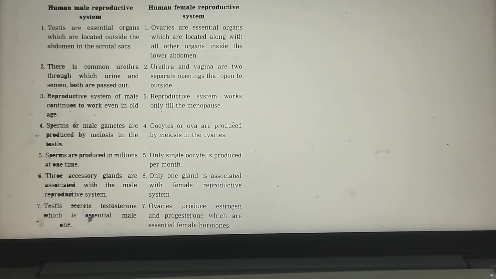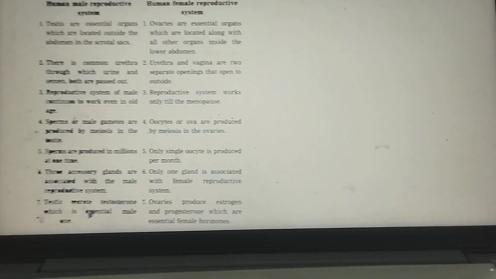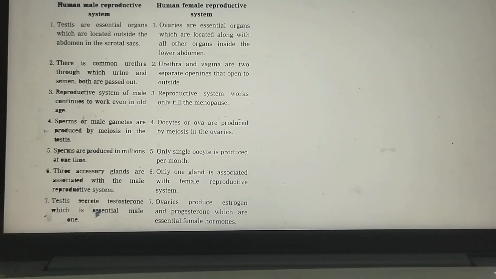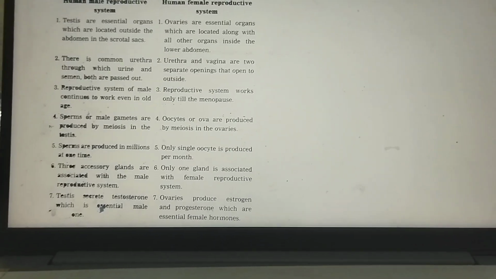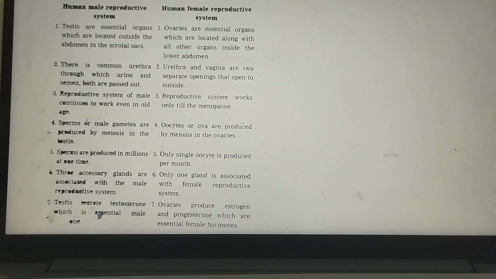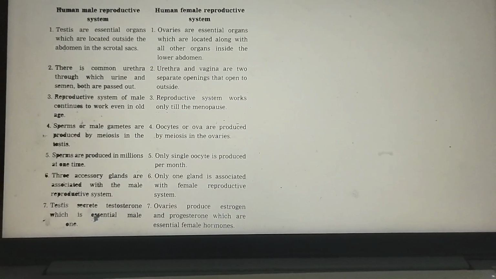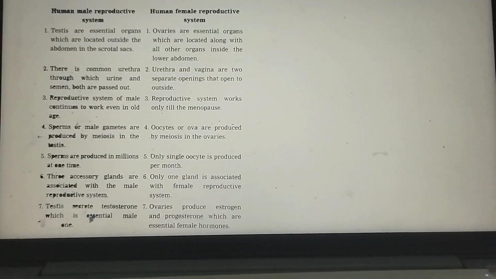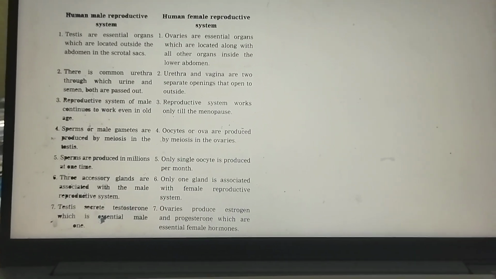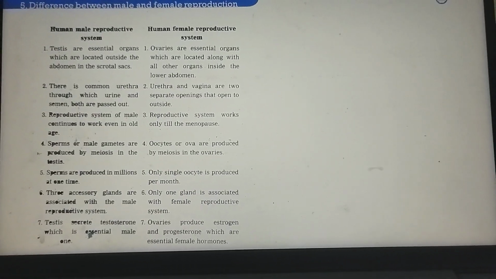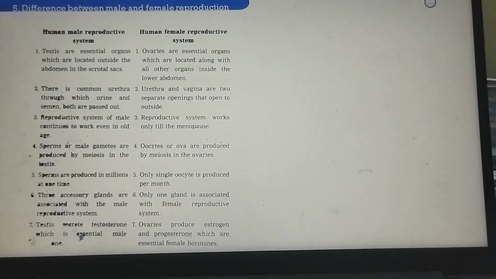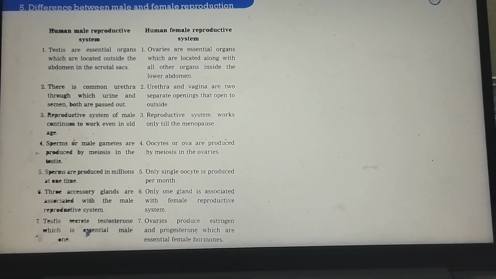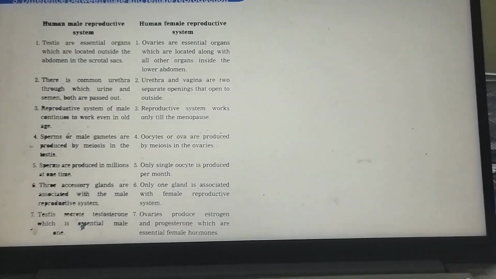Sperms are produced in millions at one time, whereas in females an egg is produced only once per month. Three accessory glands are associated with the male reproductive system, and only one gland is associated with the female reproductive system. Testes secrete testosterone, which is essential in males, and ovaries produce estrogen and progesterone, which are essential in females.